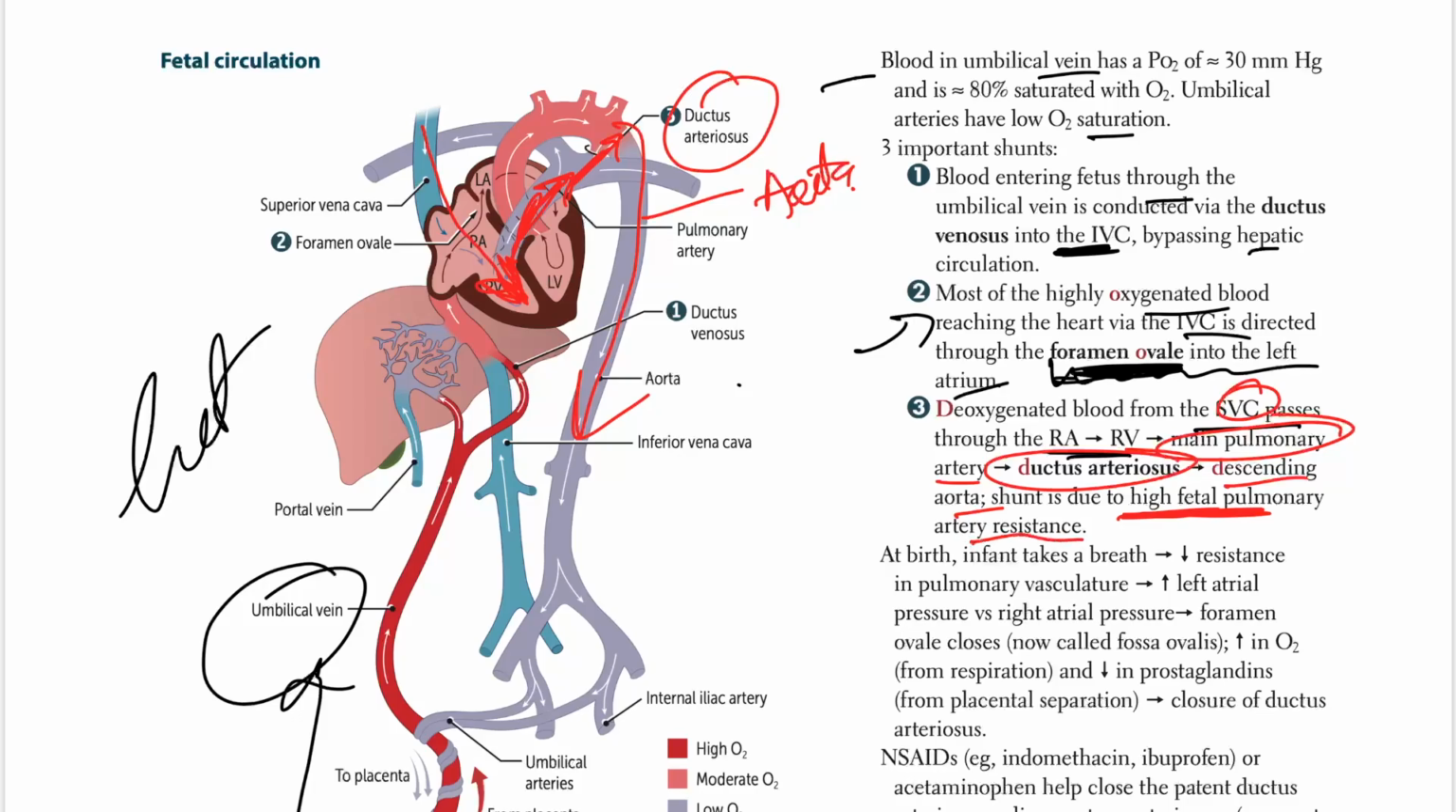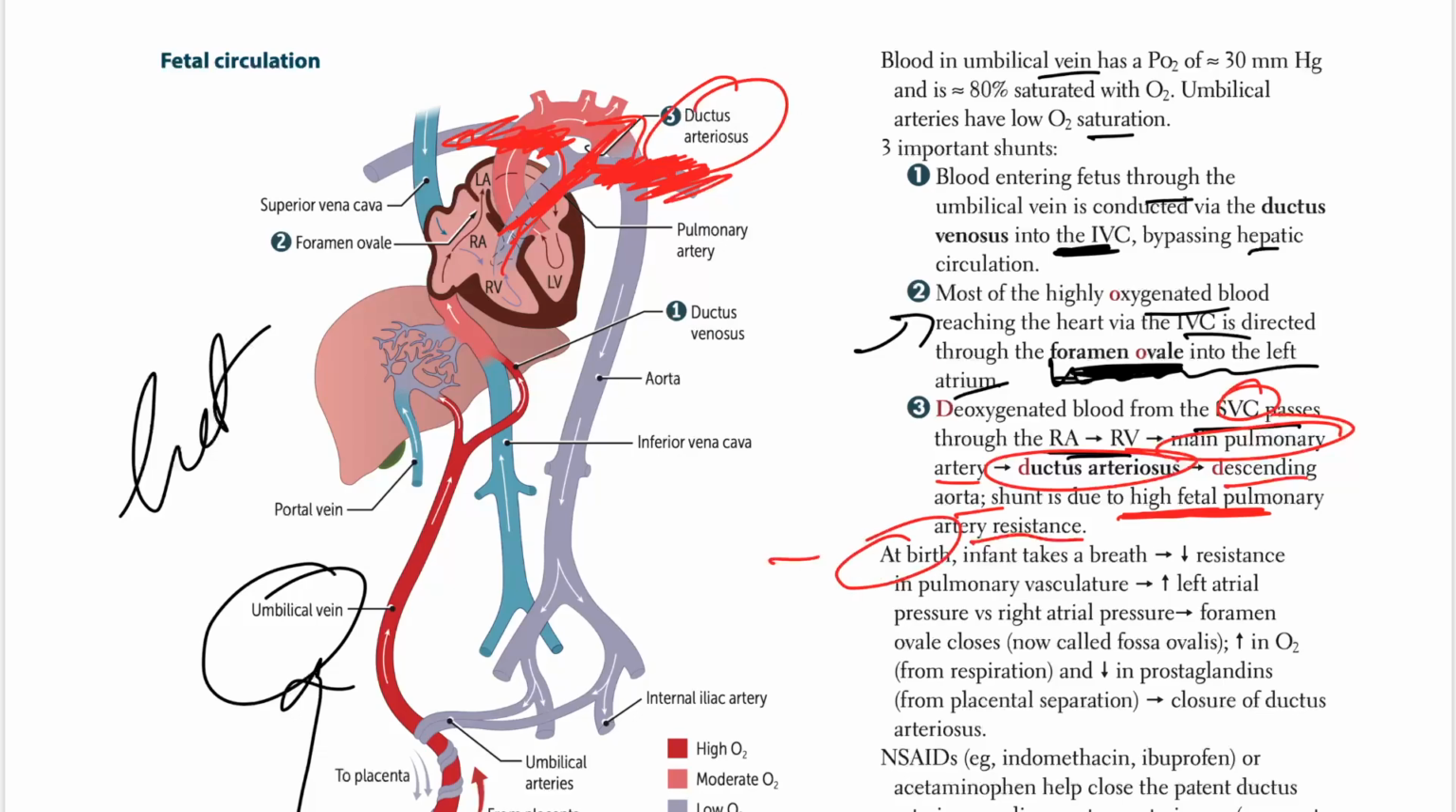Why does this happen? It happens because you have a very high resistance here and here. So let me block these out. The resistance here and here. So when the blood is coming, instead of going into the normal pathway, because there's so much resistance, it just goes into this ductus arteriosus.